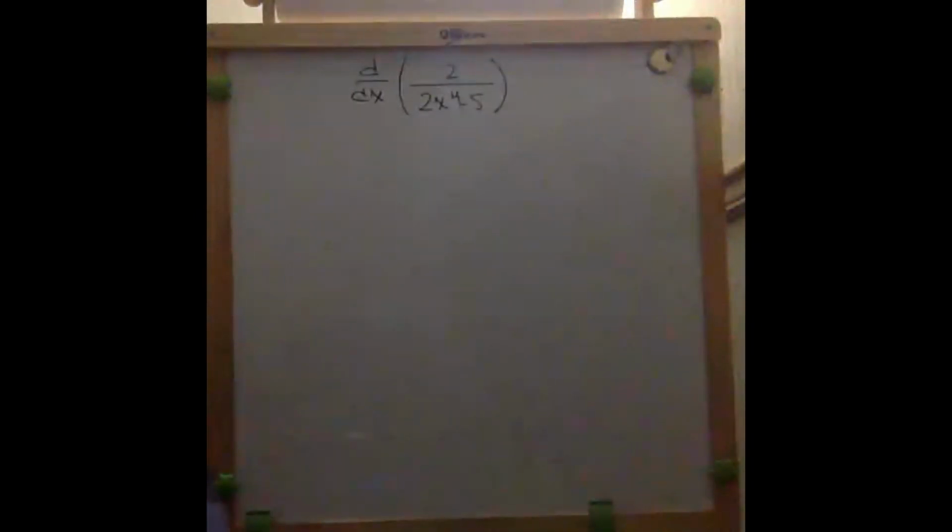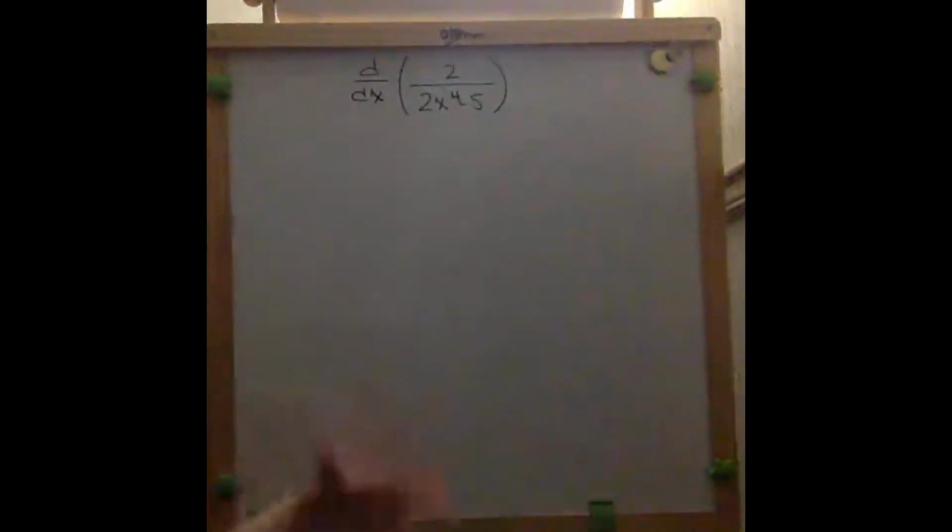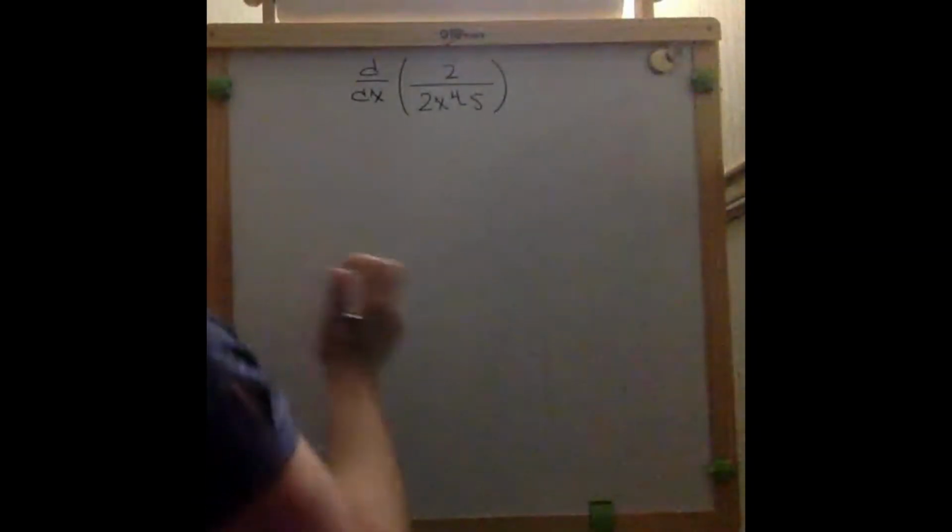So in this problem we have the derivative of 2 over 2x to the 4th minus 5. Now, since this is a quotient that cannot be simplified using other algebraic methods, we're going to go ahead and use the quotient rule to differentiate.